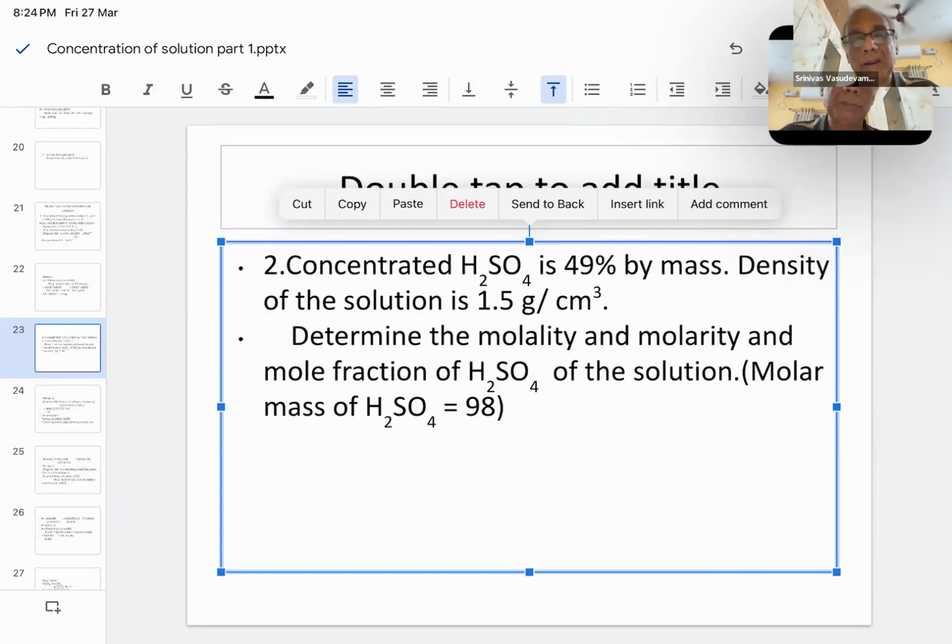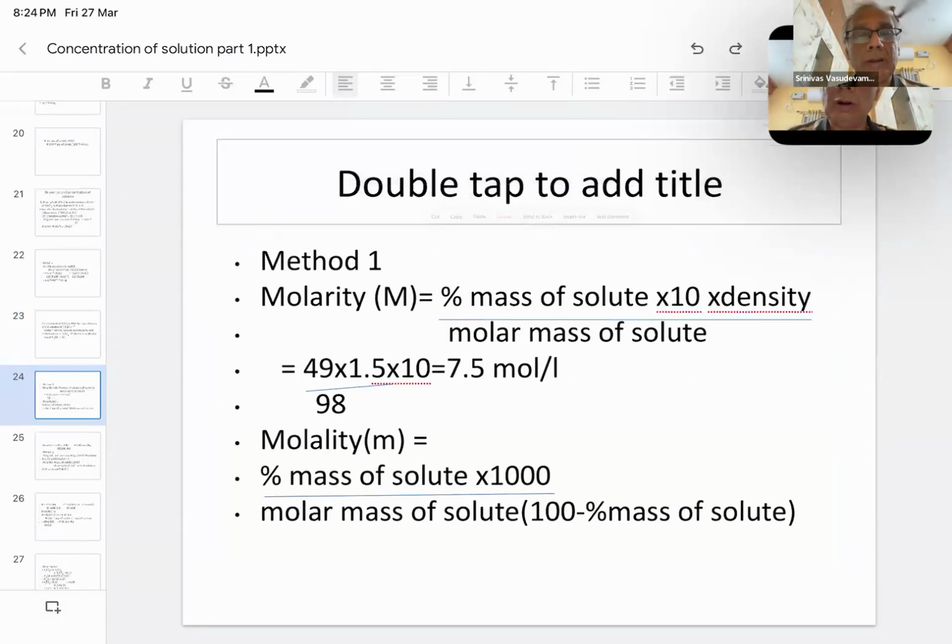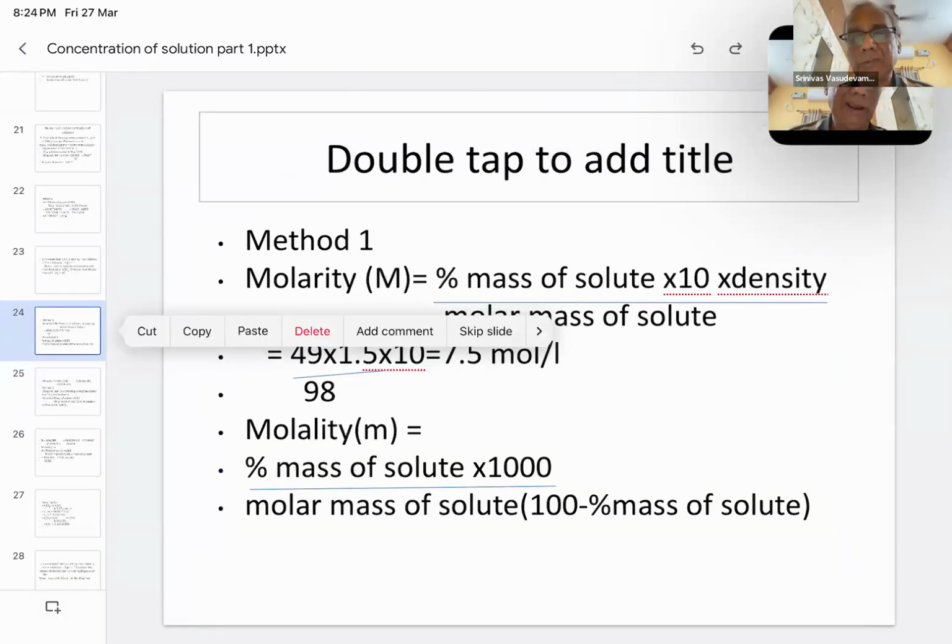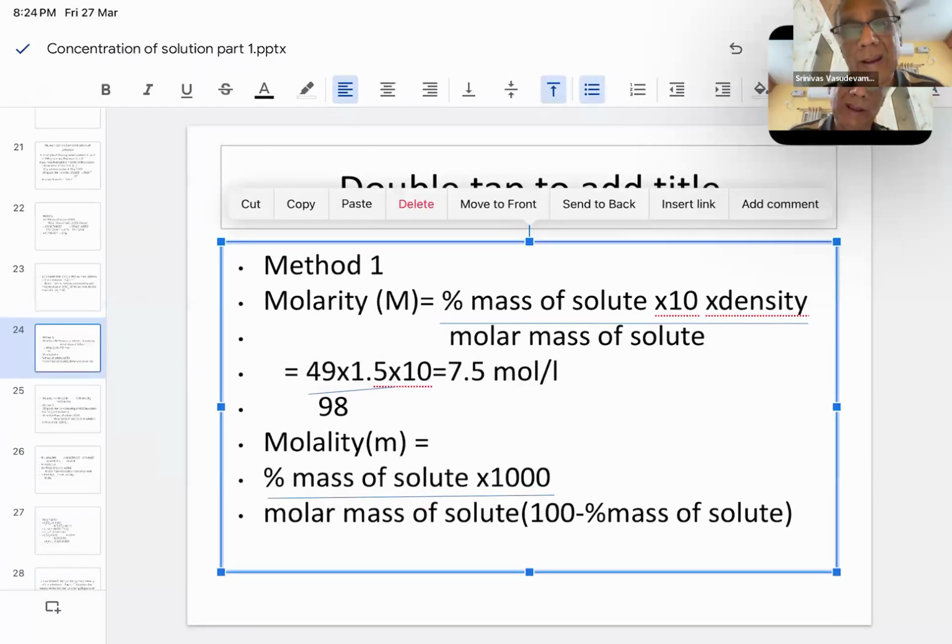So here it is, percentage mass is given, density is given. Molecular mass I can find out. Using these three factors, I have to find out the molality, molarity, and mole fraction here. Right. We'll see how to do it. There are two methods you can take. The first one is using the formula directly.